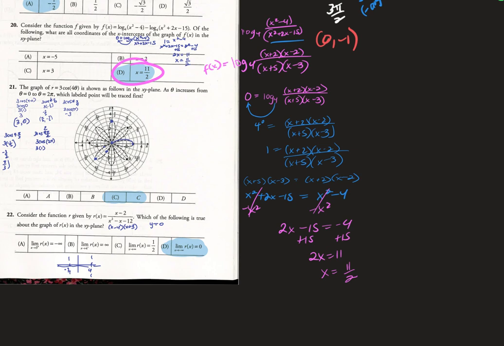If I plug in 11 over 2, will I be able to find the log of what's next to it? So you want to make sure. In this case, I would look at my answer choices and no solution is not there, so I wouldn't worry about it.